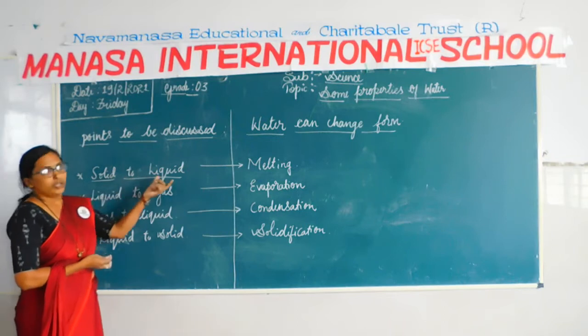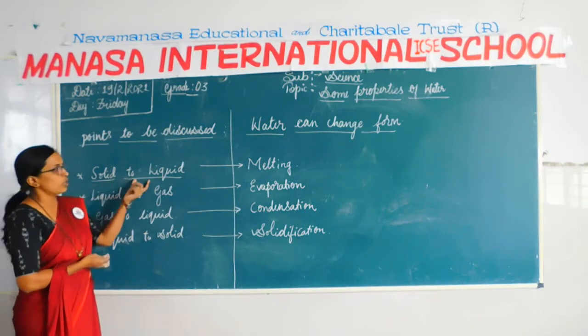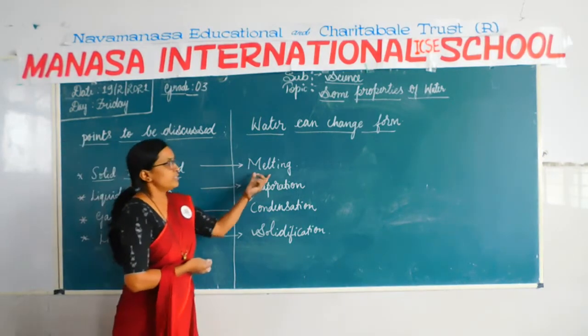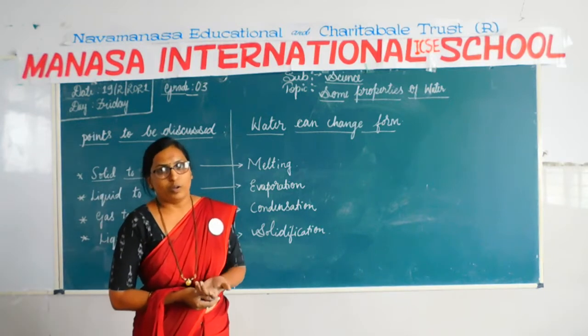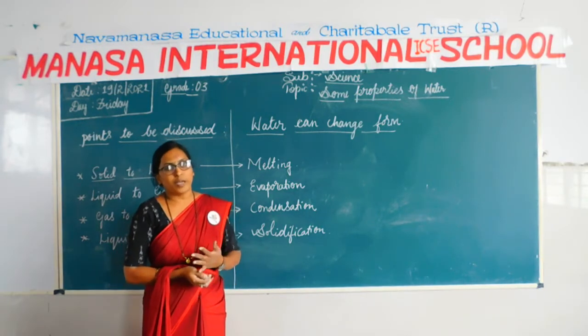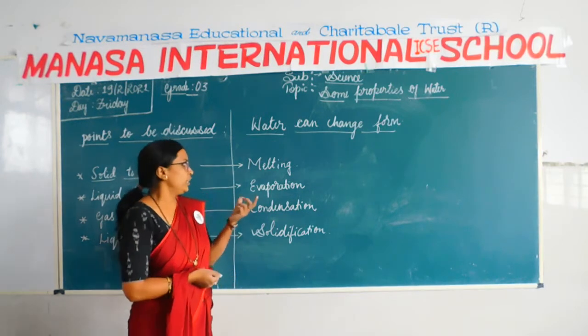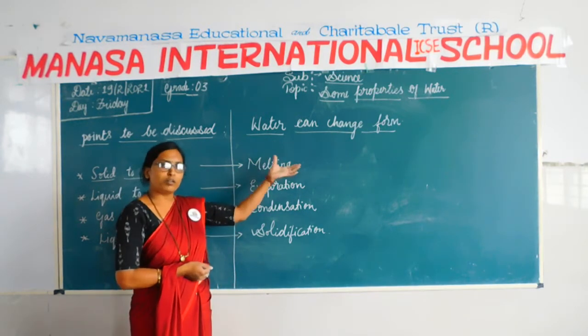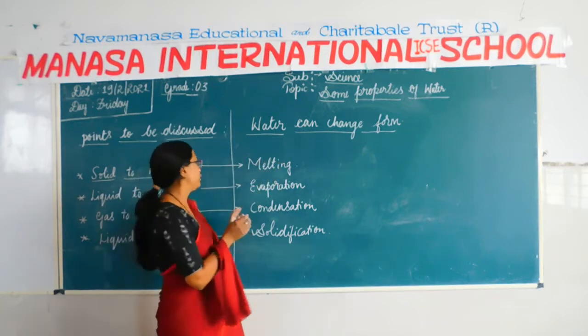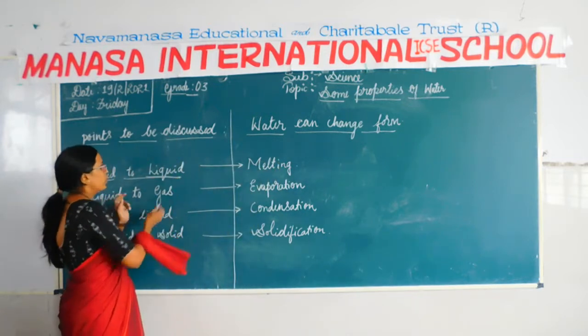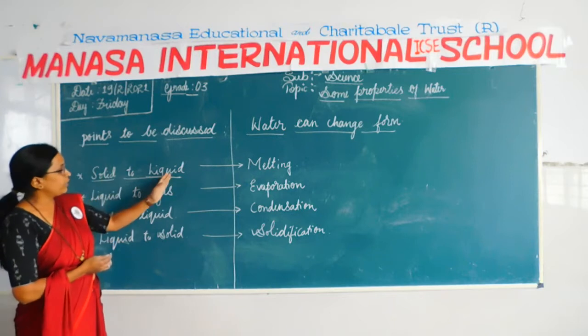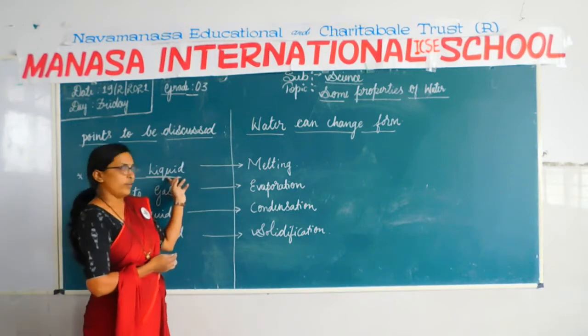From solid to liquid. How does it change from solid to liquid? Take some ice cubes and put them in a bowl, okay? Then leave it for some time. What will you observe, children, after some time? Yes, the solid ice melts into liquid, right? The solid water gets converted into liquid.